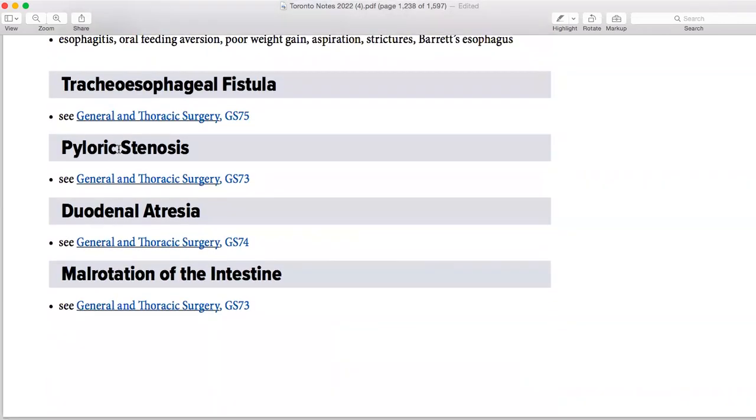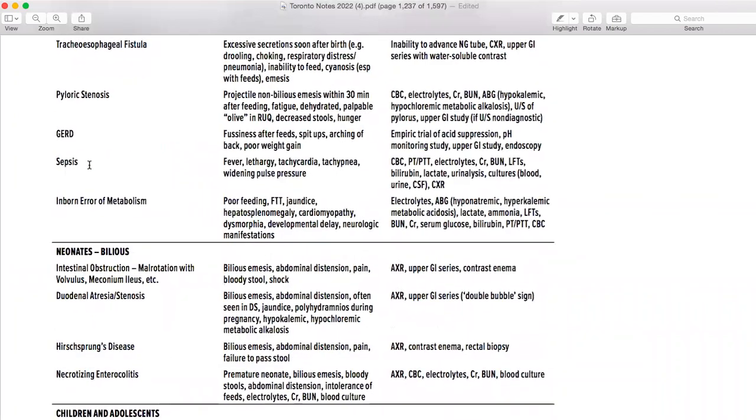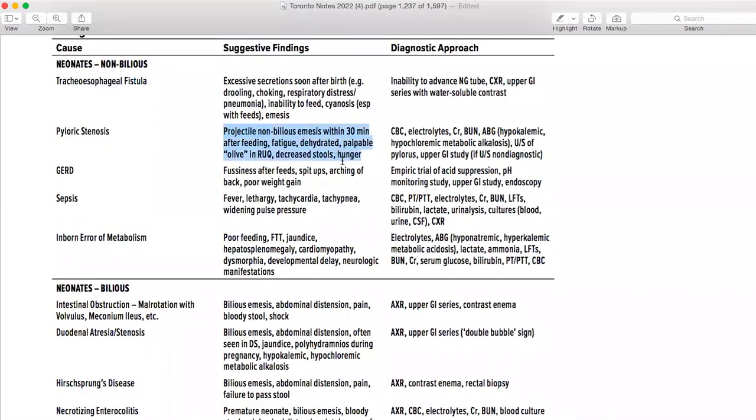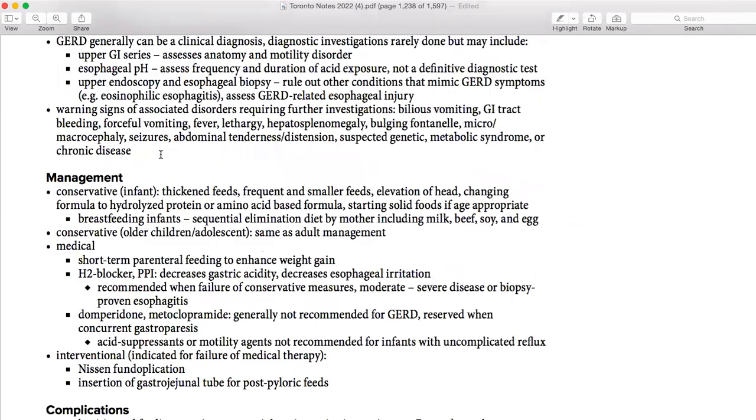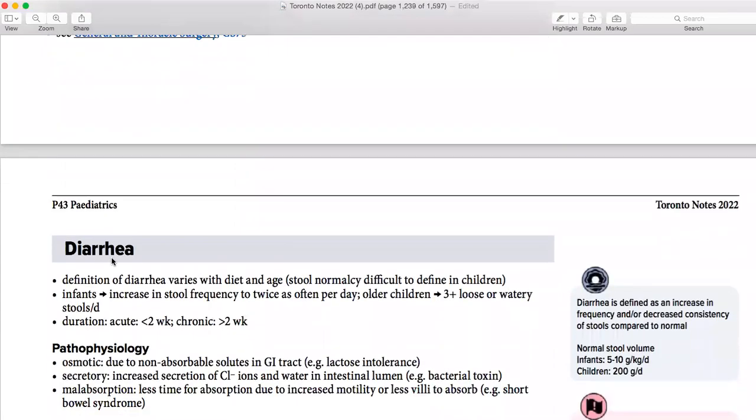Then there is pyloric stenosis. It's written in the general and thoracic surgery, so everything is just the same as it is written here. Pyloric stenosis here, everything is just the same. If you want to read more, you can just click on this one and go and read over there.